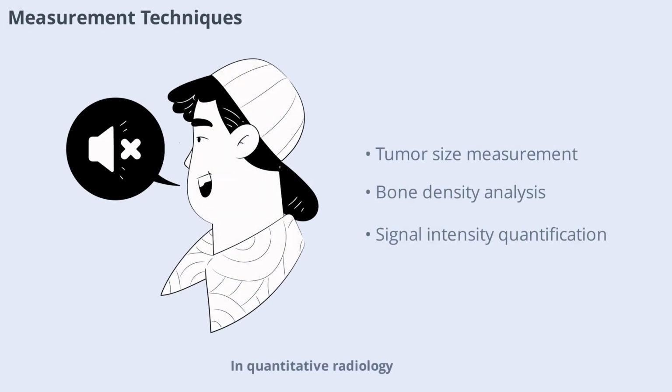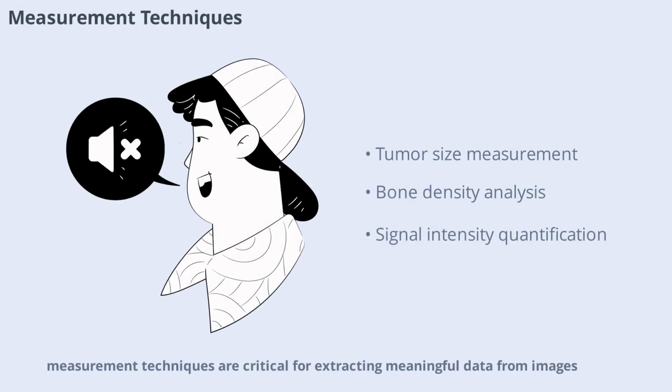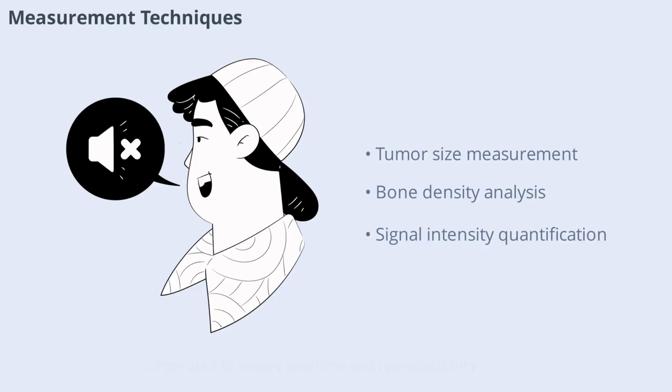In quantitative radiology, measurement techniques are critical for extracting meaningful data from images. These techniques may involve measuring the size of a tumor, the density of bone, or the intensity of a signal in a specific region. Advanced software tools and automated algorithms are often used to ensure precision and reproducibility. By standardizing measurement techniques, researchers can reduce bias and improve the accuracy of their analyses.